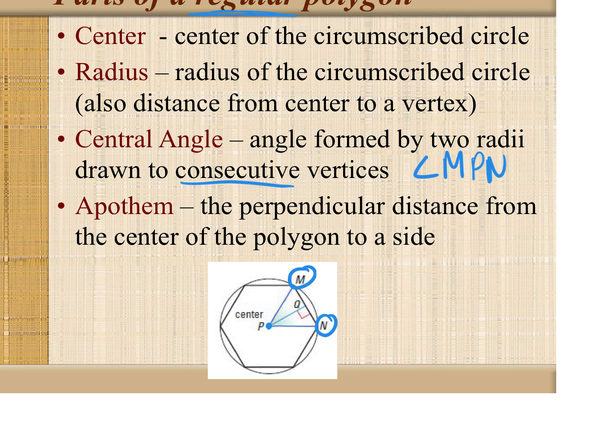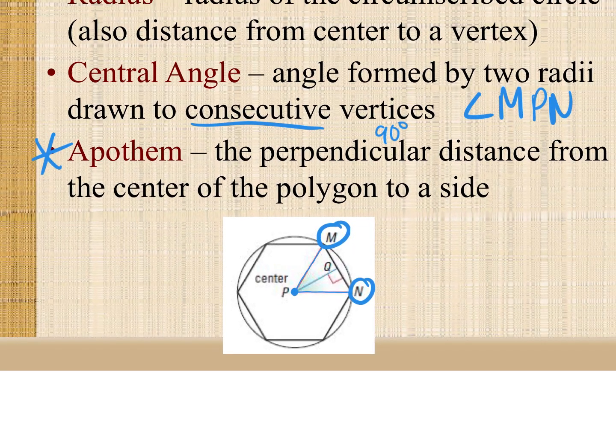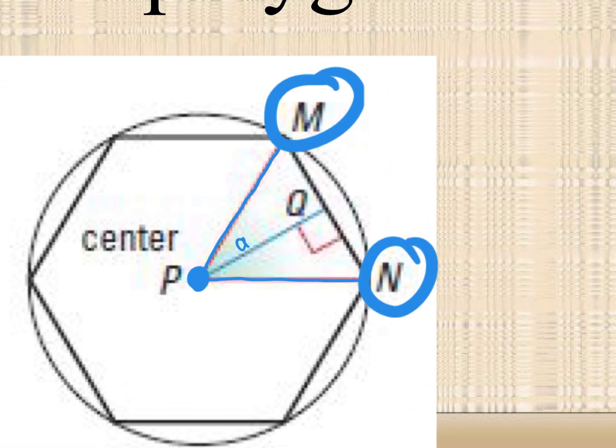The apothem, this is the new one, star this one. We have not seen an apothem before. An apothem is the perpendicular distance from the center of the polygon to a side. What does perpendicular mean again? Forms a 90-degree angle, okay? So as you notice, which is the only segment that forms a 90-degree angle with a side? PQ. PQ is our apothem. Okay? We have not seen that apothem before. Yes? So is the apothem like the radius? The apothem is not like the radius.